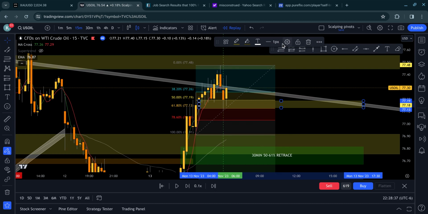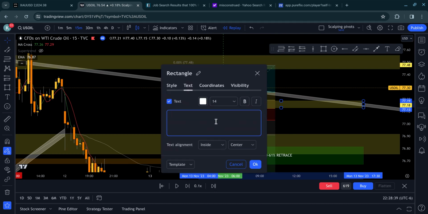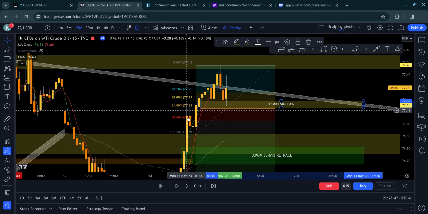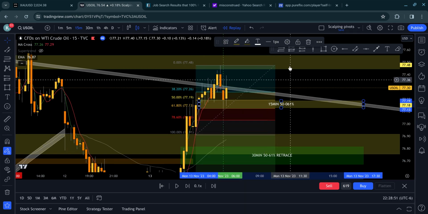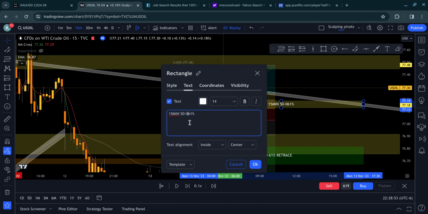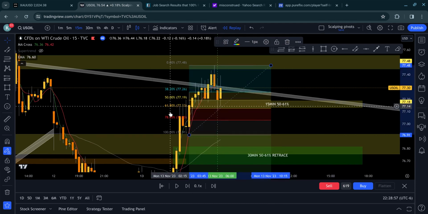So I'll put here, just for information purposes, 15-minute, 50 to 61%, right? 50 to 61%. All right, I don't want that to say 061. What does that say? 061. No 061. Right there. 15-minute, 50 to 61%.